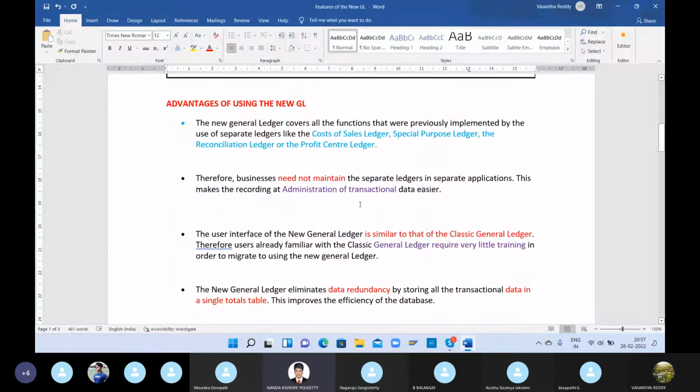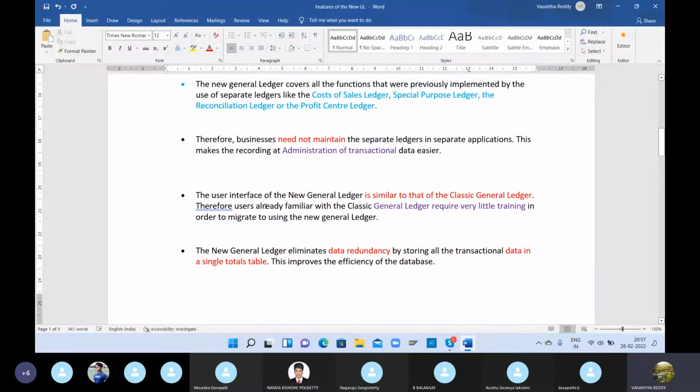The user interface of the new general ledger is similar to that of the classic general ledger. Therefore, users already familiar with the classic general ledger require very little training. Likewise, the classic general ledger has only a little training requirement. Otherwise, the new general ledger allows users to migrate in a speedy process, speeding up separate general ledger maintenance.